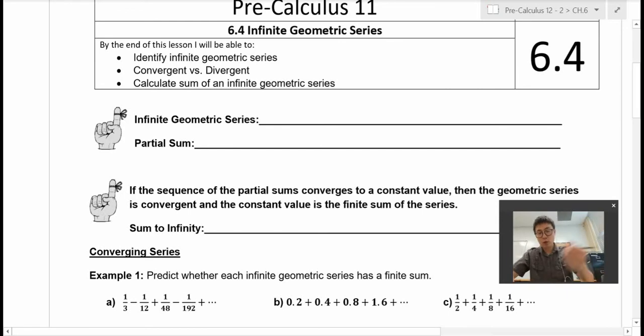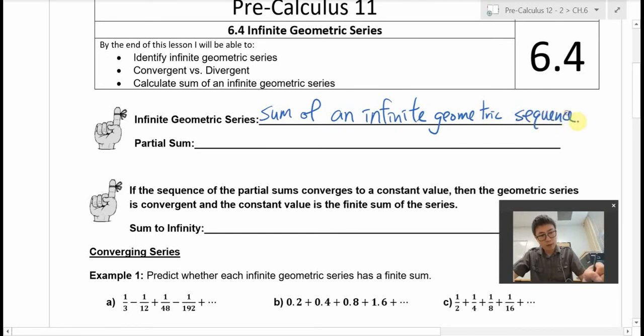Well, basically, geometric series, recall, was the sum of a geometric sequence. So an infinite geometric series will be the sum of an infinite geometric sequence. So we're going to keep adding forever. We're just going to keep adding. So that's the sum of an infinite geometric sequence.